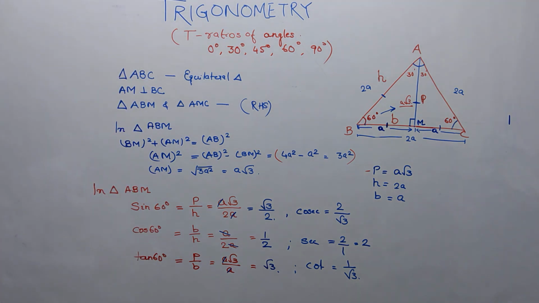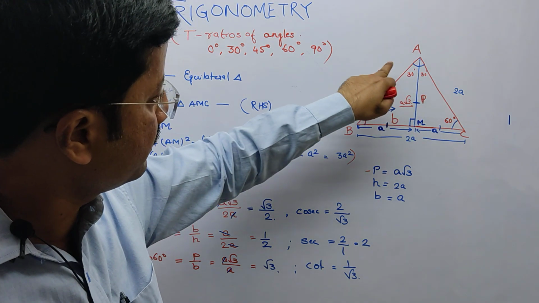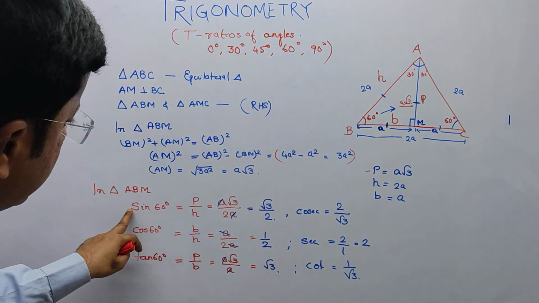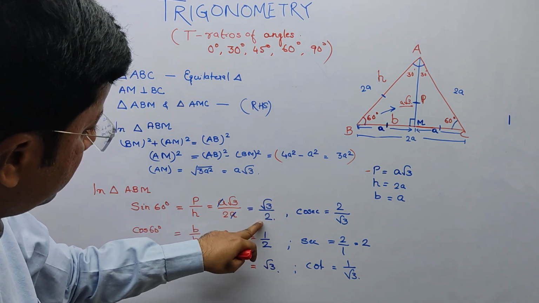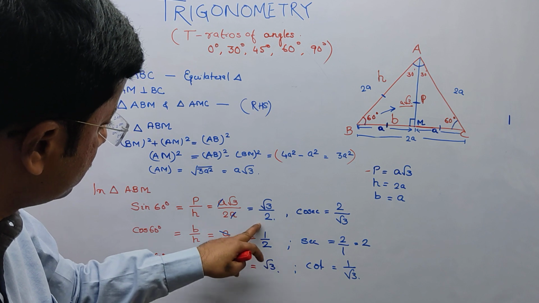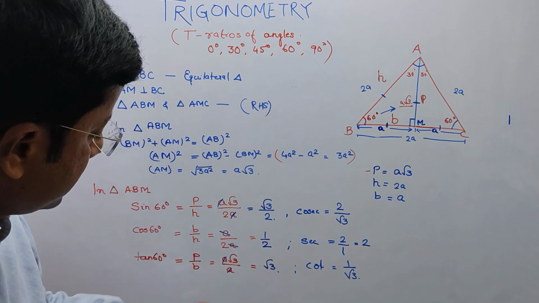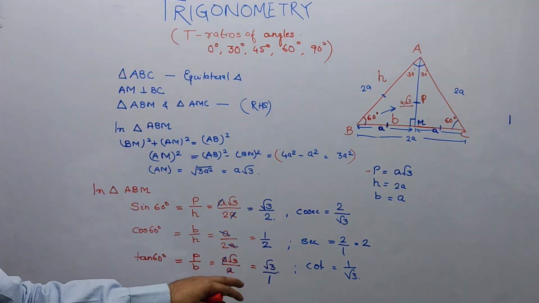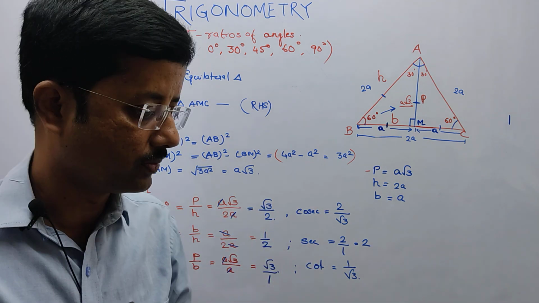Right? Because you know sine 60, then cosec. I have told you sine is perpendicular by hypotenuse, then cosec is hypotenuse by perpendicular. Cos is base by hypotenuse, then it is hypotenuse on the top by base. Tan 60 is perpendicular by base. Here 1 is not written, we can write it as 1, perpendicular by base. Then cot is the opposite, means base by perpendicular.